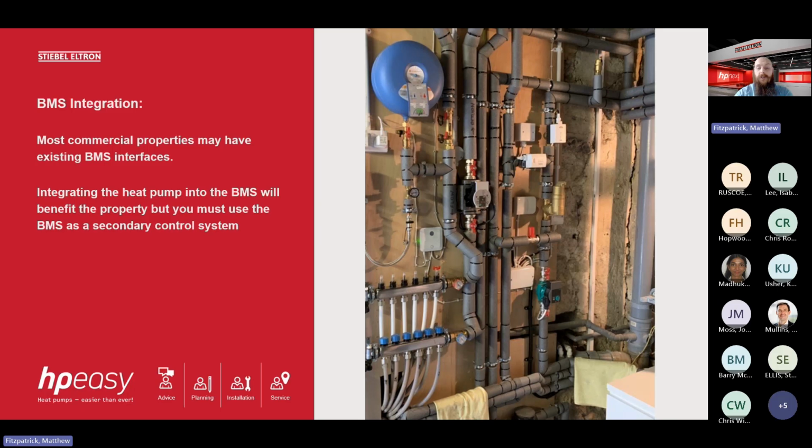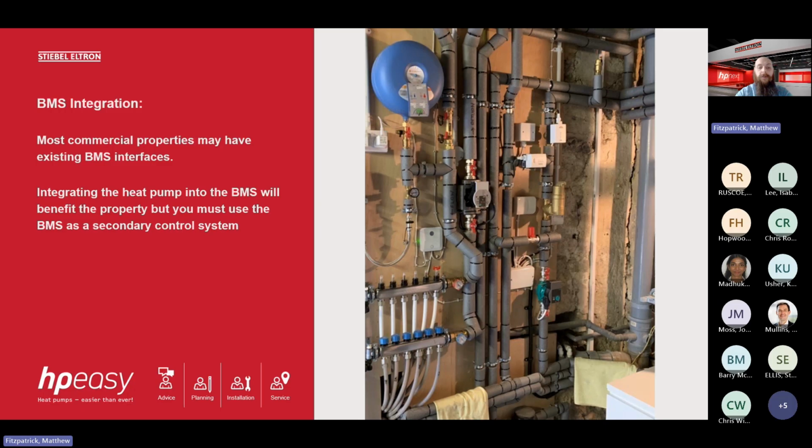We can ensure that the heat curves and the domestic hot water temperatures are achieved through BMS. We can have fault outputs. We can also switch the heat pumps off on demand through a BMS system.